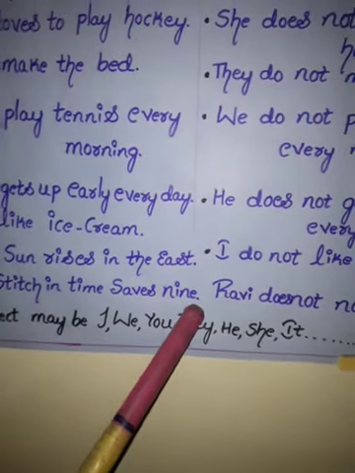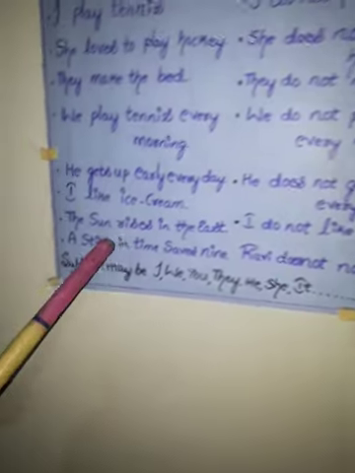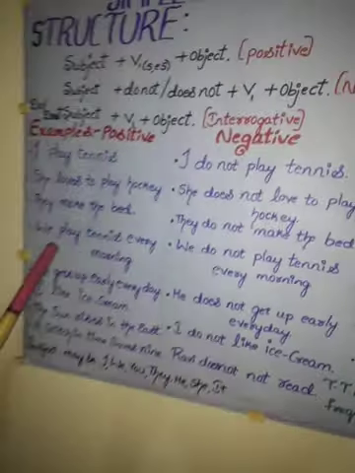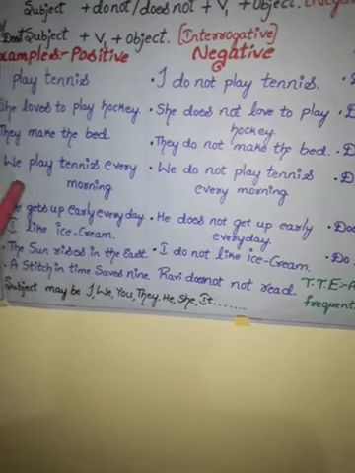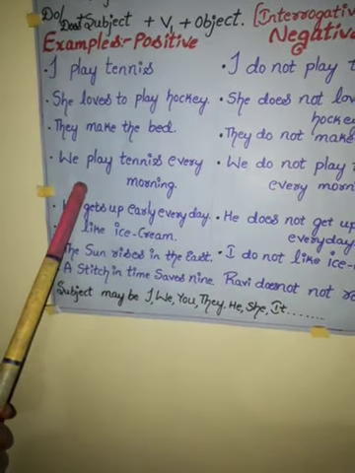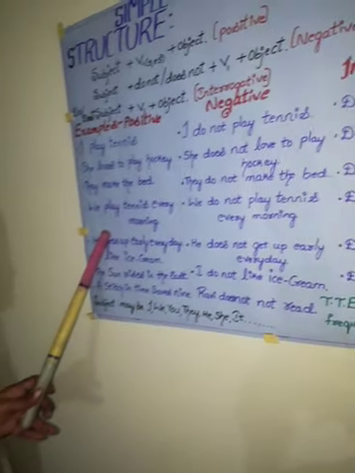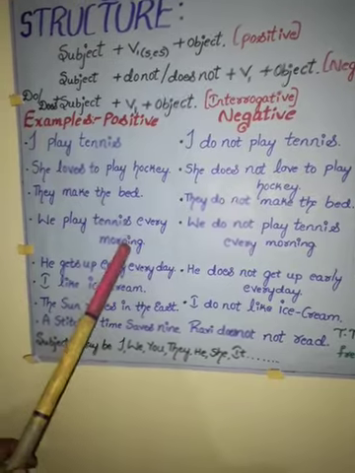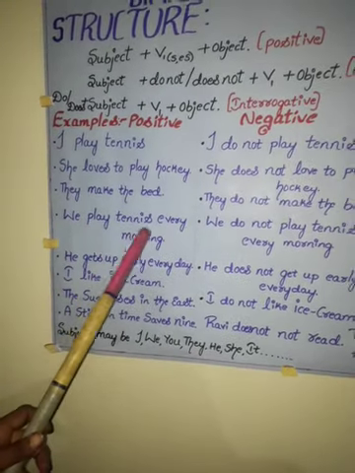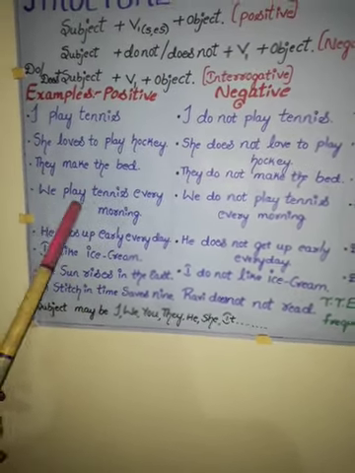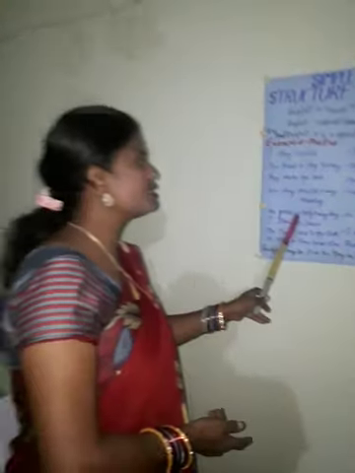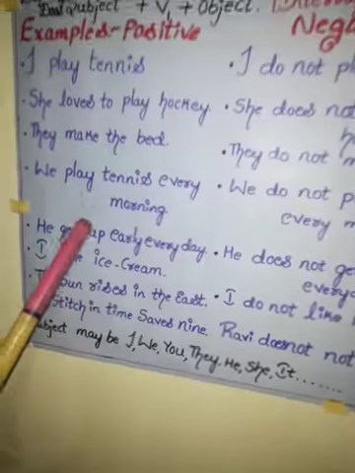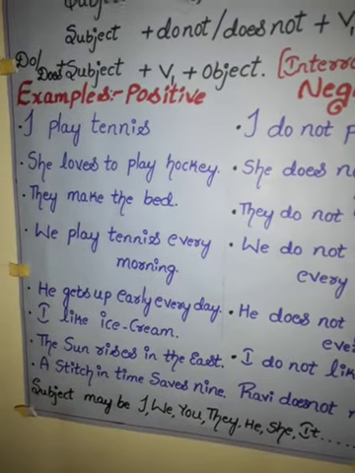So there are also some circumstances where we use simple present tense. Simple present tense is used to talk about routine tasks or habitual actions which we do every day. That is, we play tennis every morning. That is, this is done every day. So, we play tennis every morning. He gets up early every day. This is a habitual action which is going on regularly. That is, it is repeated.